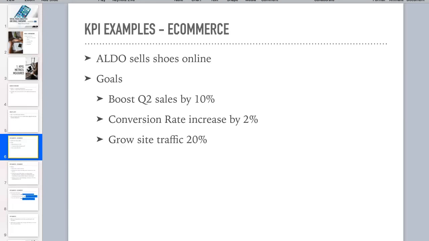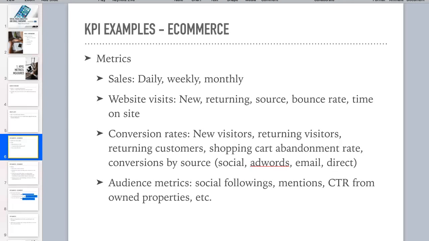So let's use Aldo as an example, like I said. The goals in this case would be to boost Q2 sales by 10%, the conversion rate increase by 2%, and grow site traffic by 20%. So what metrics would we be looking at in general, but then also specifically to meeting their goals?